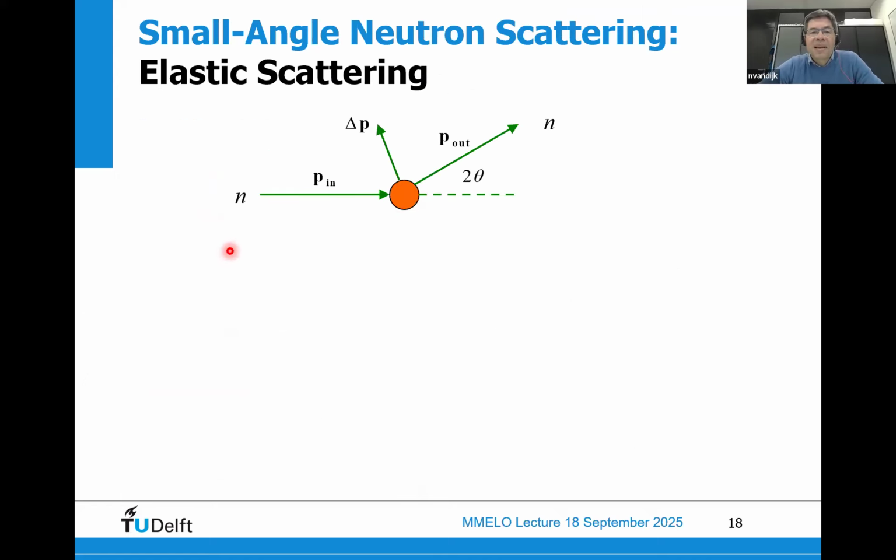So what we do in a neutron scattering experiment with small angle scattering is investigate elastic scattering of neutrons on some scattering object. Essentially, you can mathematically describe this as the momentum going in, the momentum going out, and some momentum transfer. The difference between the momentum that goes in and goes out is given by the scattering angle, 2 theta.